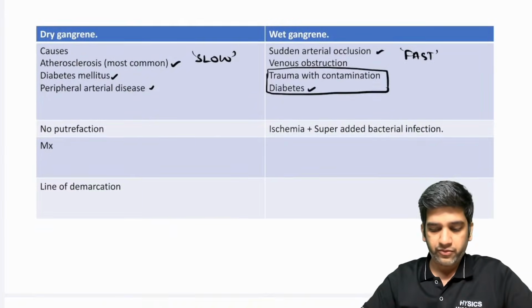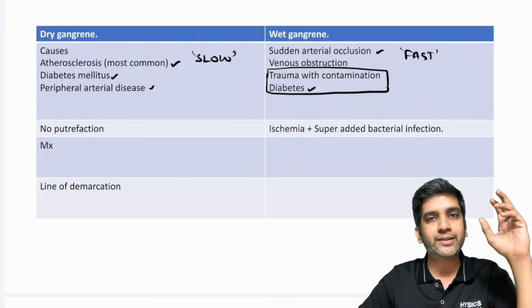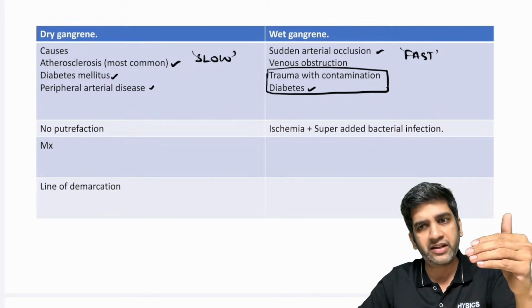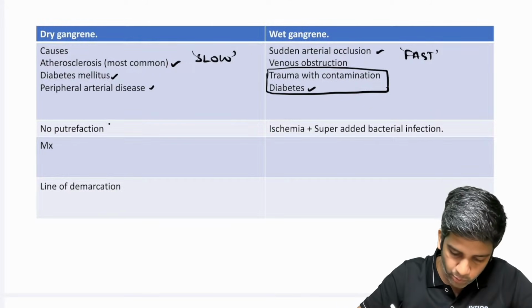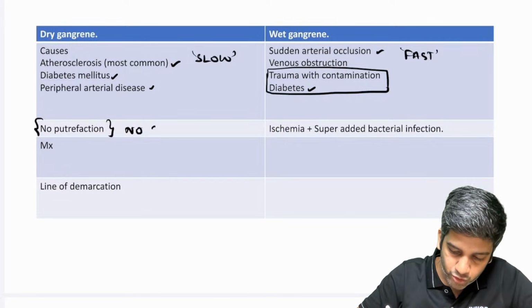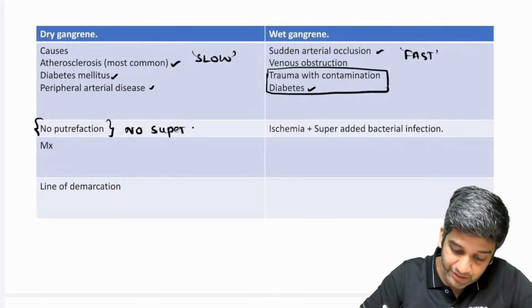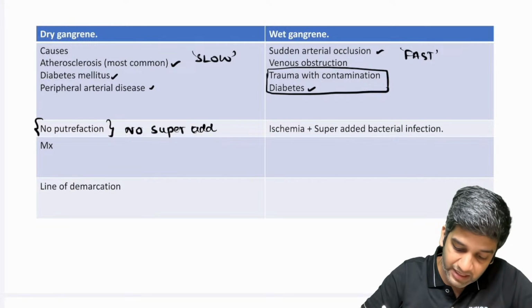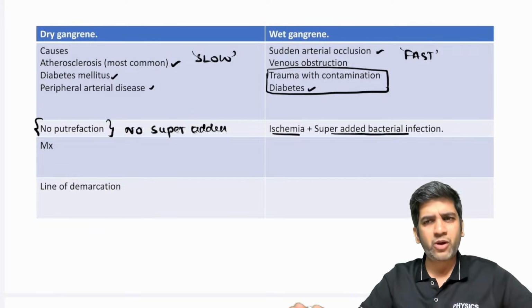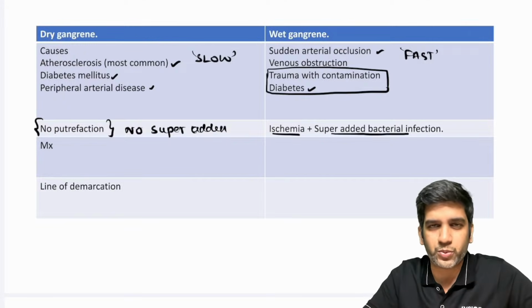Okay. If it's slow, the probability of it becoming dry gangrene is more. If it's fast, the probability of it becoming wet gangrene is more. The most important point is this: in dry gangrene there is no putrefaction and no superadded infection. Infarction will be there, but I don't have a superadded infection. Here, in wet gangrene, I'll have ischemia and always a superadded, predominantly bacterial infection.